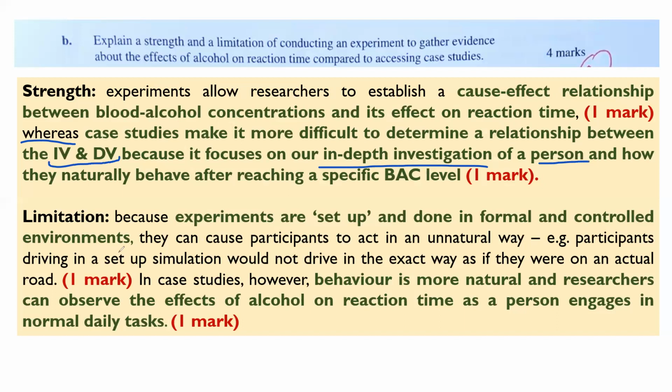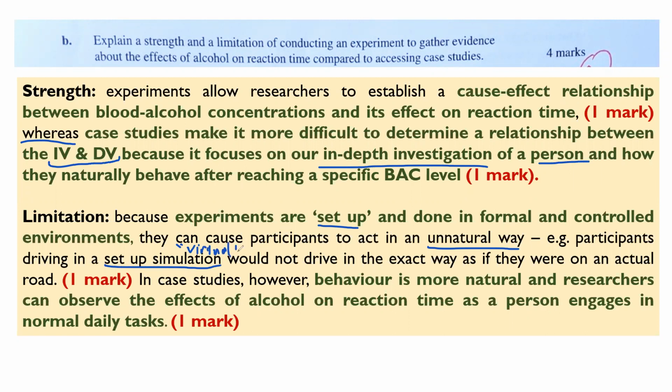When we're talking about experiments in terms of their limitations, experiments are often done in a formal and controlled environment, and this can cause participants to act in an unnatural or unrealistic way. For example, our participants in this study were driving in a simulation on what I think was called a virtual highway. It's not a real highway. So they might not drive naturally as though they were driving on an actual road.